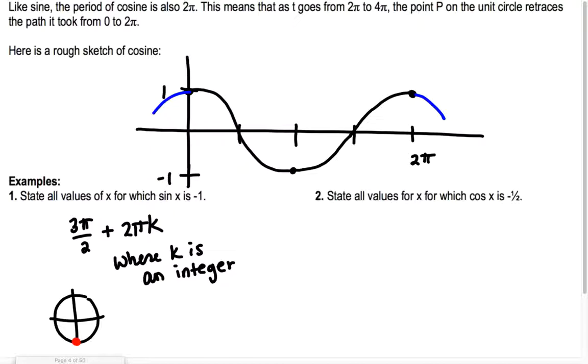Okay. All right, so on this one it says state all values for x for which cosine is -1/2. So this is why I didn't like using the sine curve for this stuff. That's why I like using the unit circle, but I guess it's up to how you learned it when you were in school, right?